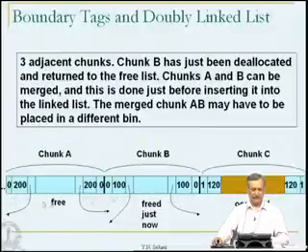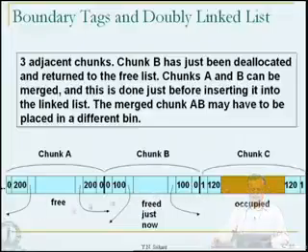So, we have 3 chunks here, all the 3 chunks are adjacent. C is occupied. Okay. So, it is really being used by the program. Chunk B has just been deallocated, A was deallocated quite some time ago. So, this was returned to the free list, okay, or the heap. Now, because A and B are adjacent, they can be merged, and we can create a single node of double this size. So, how can this be done?